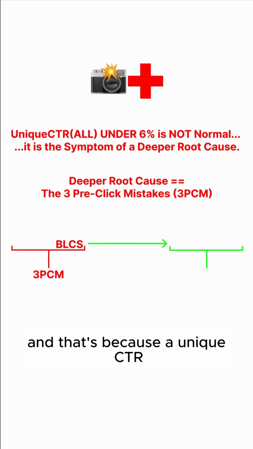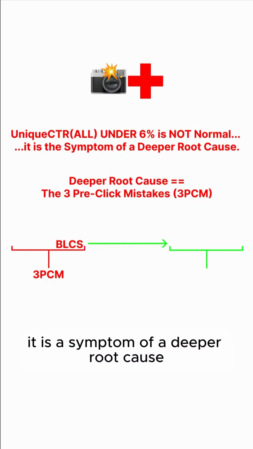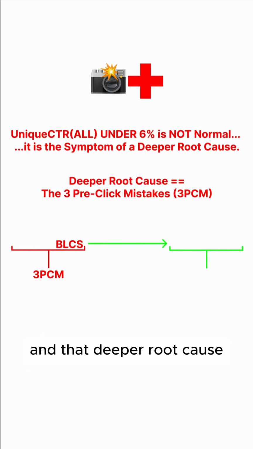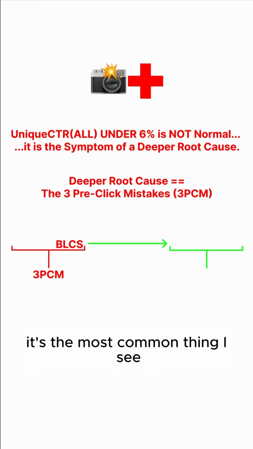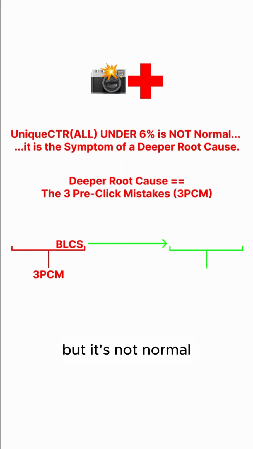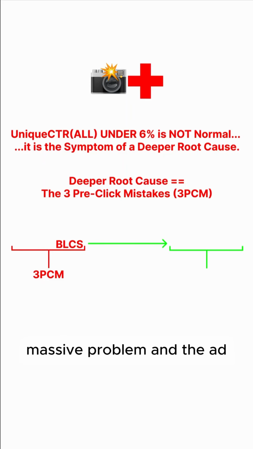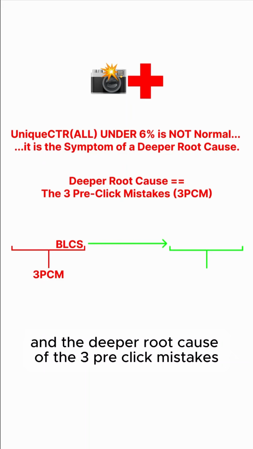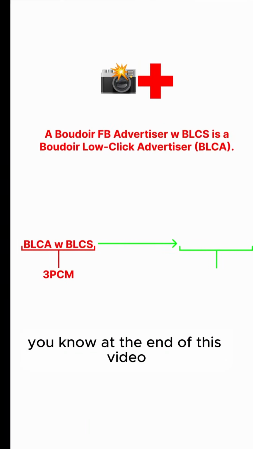And that's because a unique CTR all under 6% is not normal. It is a symptom of a deeper root cause, and that deeper root cause is the 3 pre-click mistakes. Unique CTR all extremely under 6% is extremely common. It's the most common thing I see with Boudoir Facebook advertisers. But it's not normal. It means there's a massive disconnect, a massive problem in the ad. And the deeper root cause is the 3 pre-click mistakes, the 3 PCM. More on those at the end of this video.